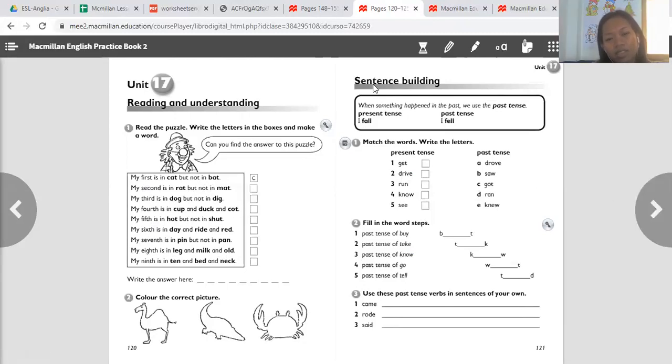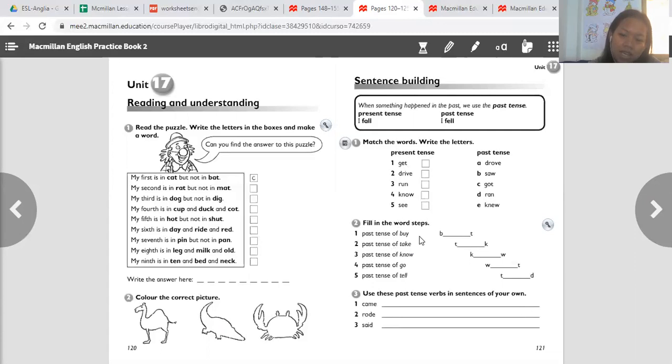Next, sentence building. When something happened in the past, we use past tense. Present tense, I fall. Past tense, I fell. Match the words and write the letters. Present and past, we have get, drive, run, know, see. In the past, drove, saw, got, ran, and knew. Matching it.